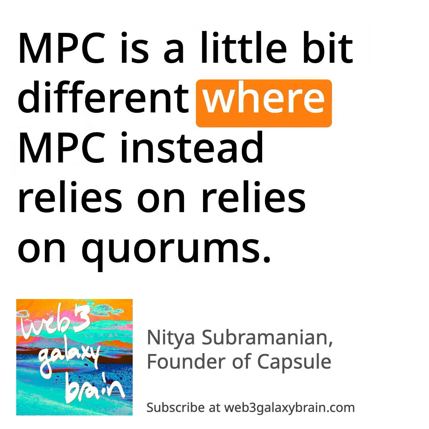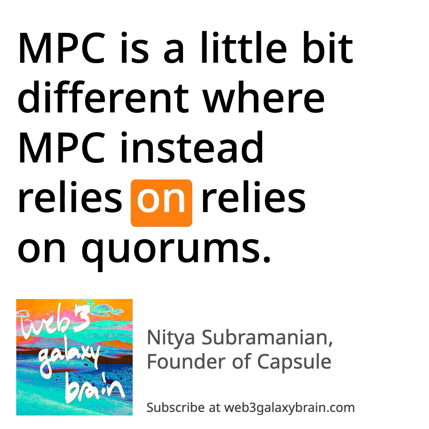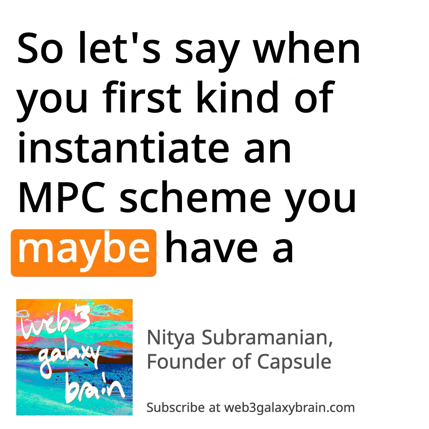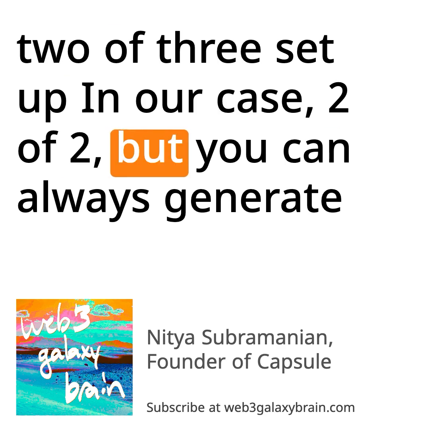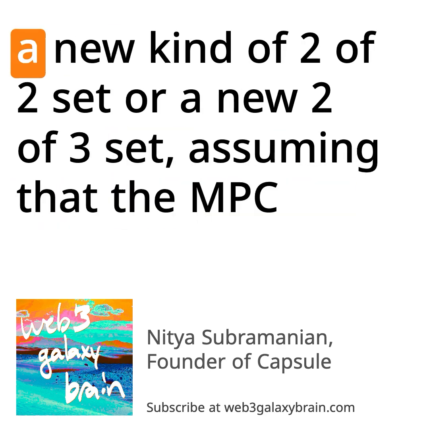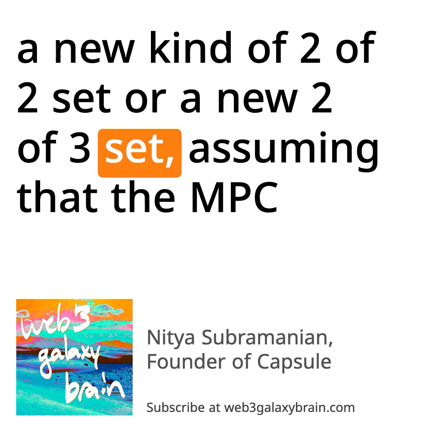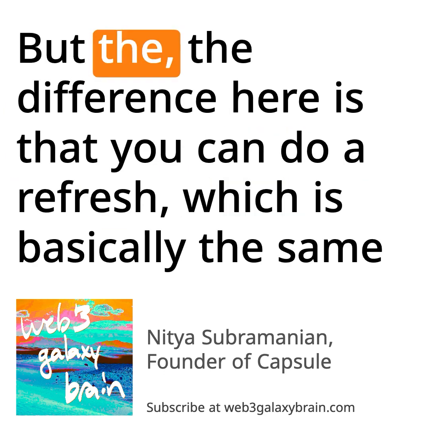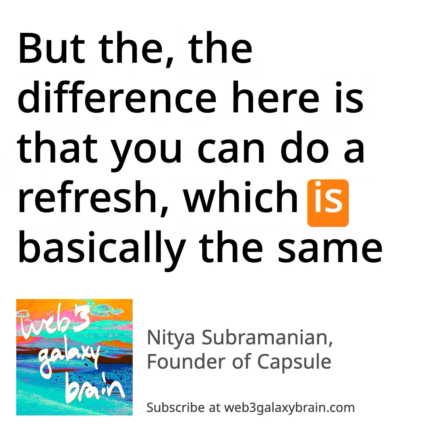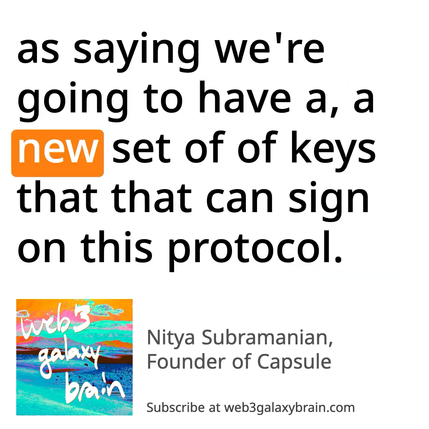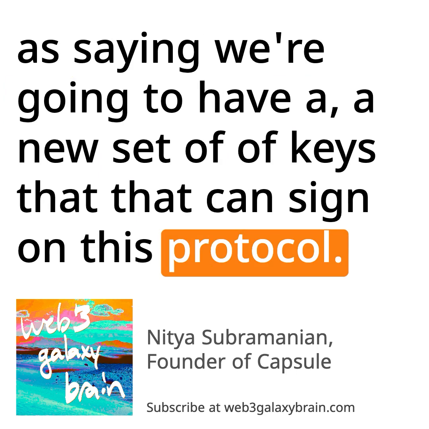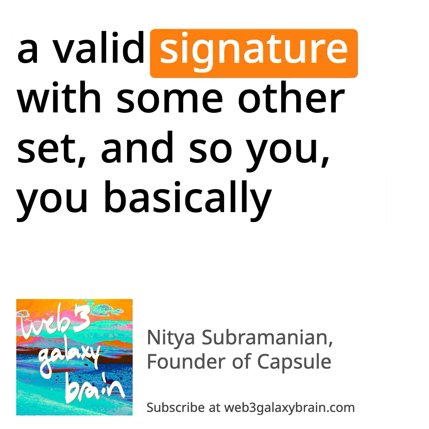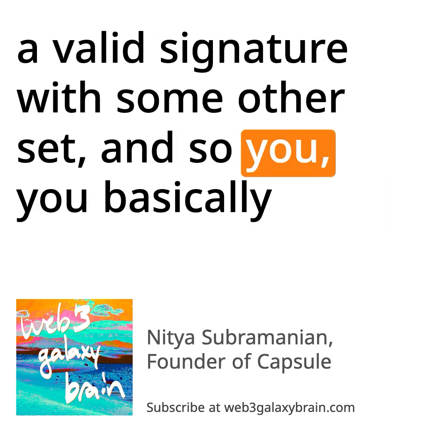MPC is a little bit different, where MPC instead relies on quorums. So let's say when you first instantiate an MPC scheme, you maybe have a 2 of 3 setup, in our case 2 of 2, but you can always generate a new 2 of 2 set or a new 2 of 3 set, assuming that the MPC scheme supports key refreshes, which not all do, but many do. The difference here is that you can do a refresh, which is basically the same as saying we're going to have a new set of keys that can sign on this protocol. But you can't say that this one specific signer can no longer produce a valid signature with some other set. And so you basically are generating parallel sets.